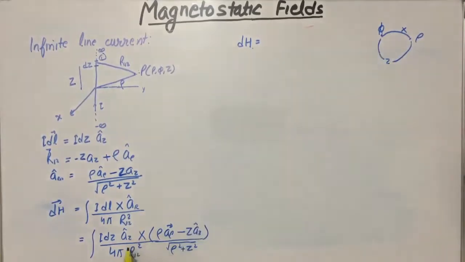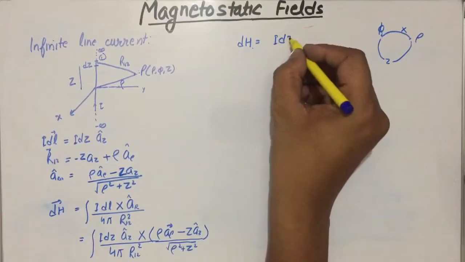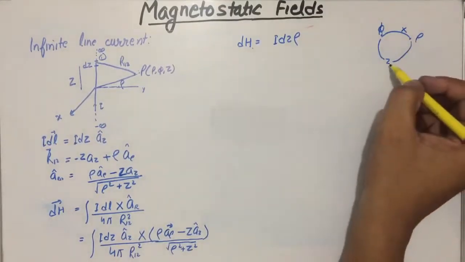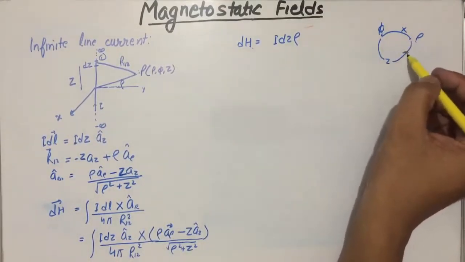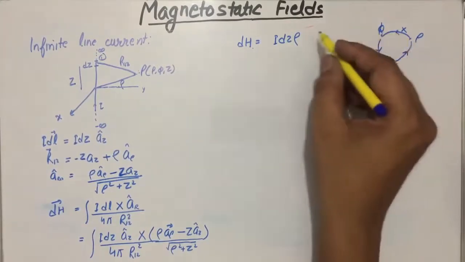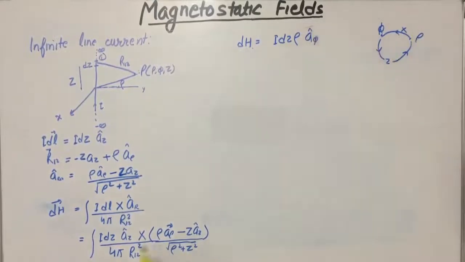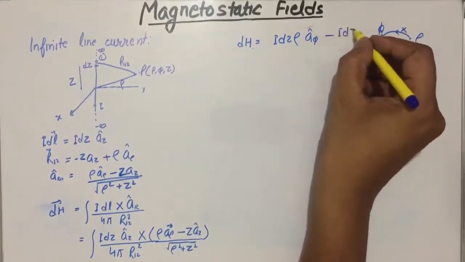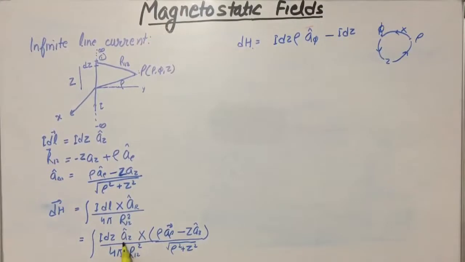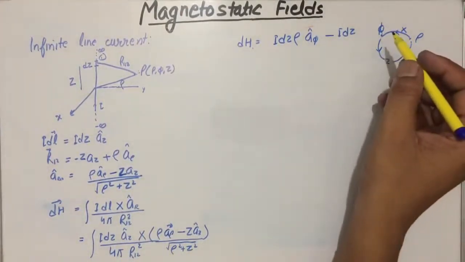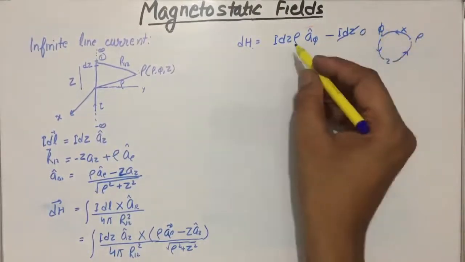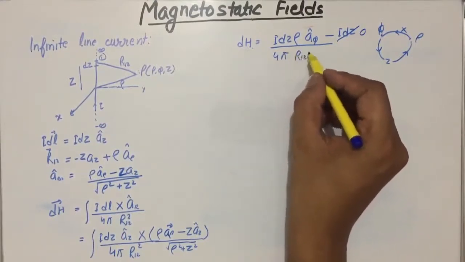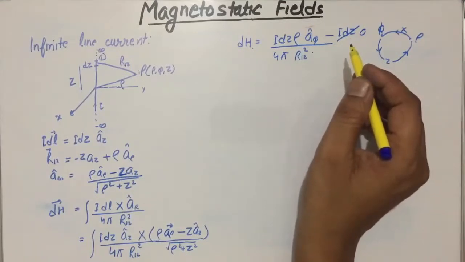So we will apply the same: I dz rho, az cross arrow will give us a phi. So it should be a phi. And minus I z, the cross product of az and az will give you 0. So this term will be 0, and in the denominator it will be 4 pi R12 square. What about R12?